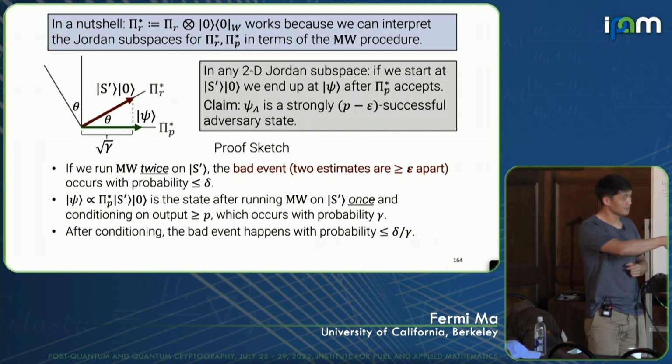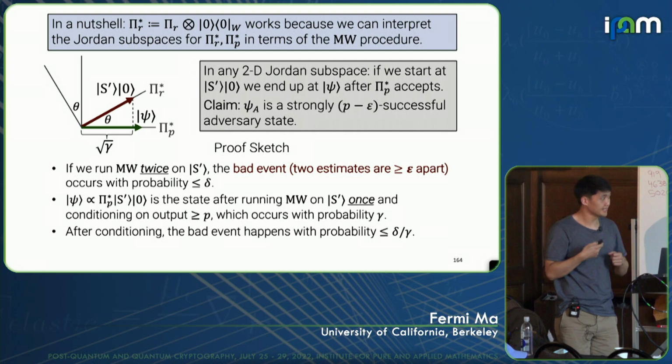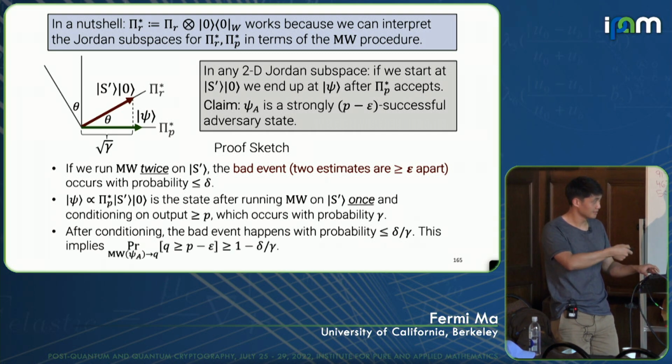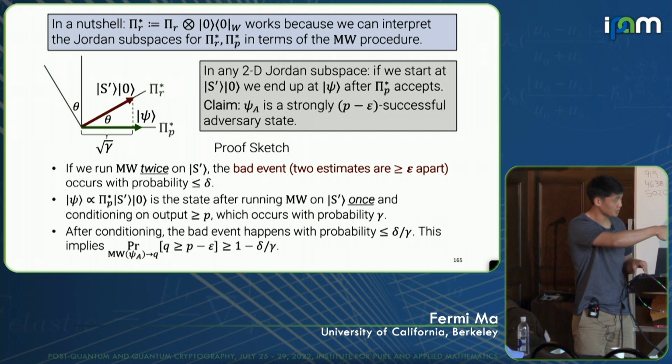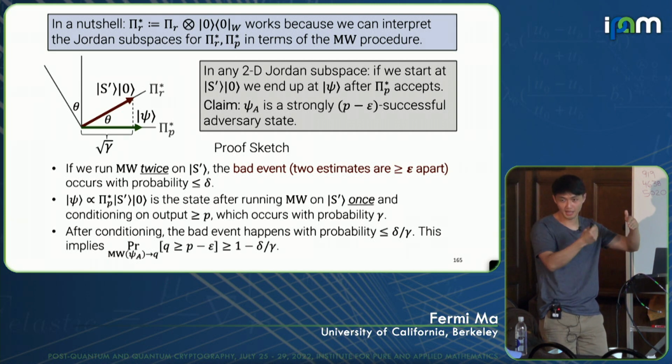So the second estimate, in particular, the result of estimating the success probability of psi, is going to be at least p minus epsilon with at least 1 minus delta over gamma probability. So why p minus epsilon? It's because the previous one was p. And so if I'm within epsilon of that, I'm at least p minus epsilon in success probability.